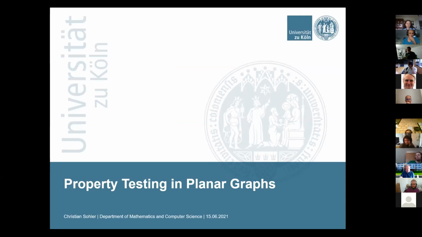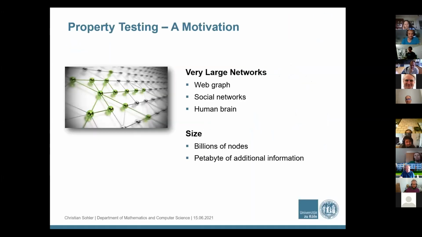Okay, thank you. So let me start with some personal motivation for studying property testing. We have a lot of very large graphs all around, things like web graphs, social networks, but also if you think about the human brain, the connectivity of the neurons, that's a very large graph.